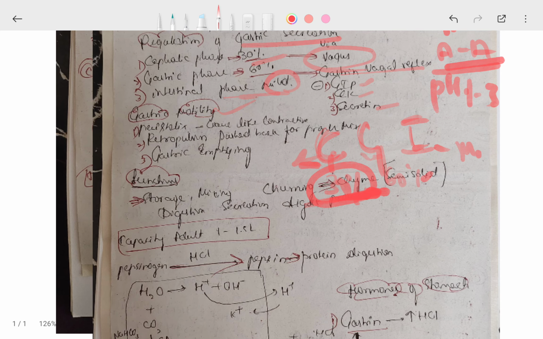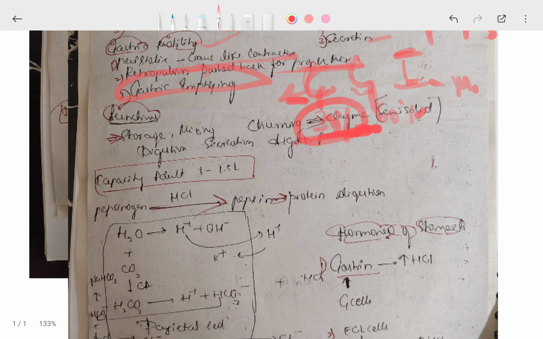Gastric motility, I already told you, has three types: the peristalsis, like wave-like contraction, and retropulsion, which is when the food is pushed back for proper mixing, when it is not mixed properly, and gastric emptying. The functions of the stomach, I already told: storage, mixing, churning, and it will convert into chyme, which is semi-solid food, and the digestion and secretion of acid are also functions of the stomach. And the capacity of an adult stomach is 1 to 1.5 liter.